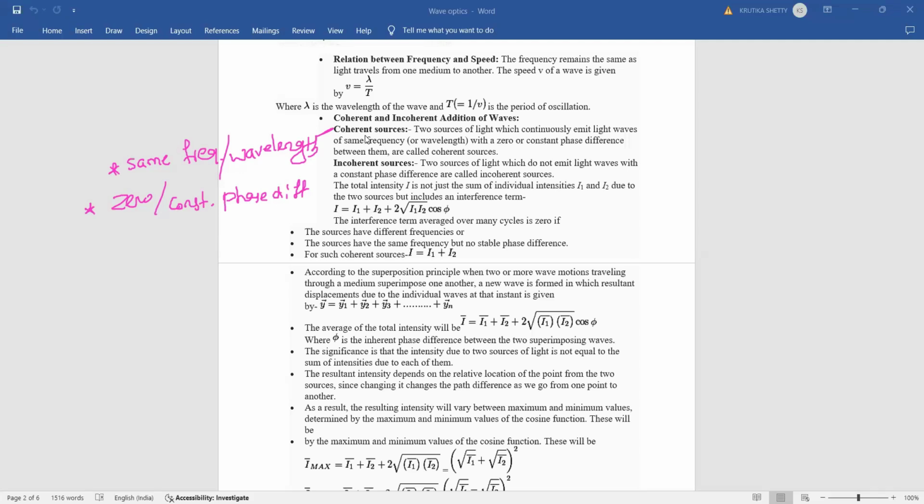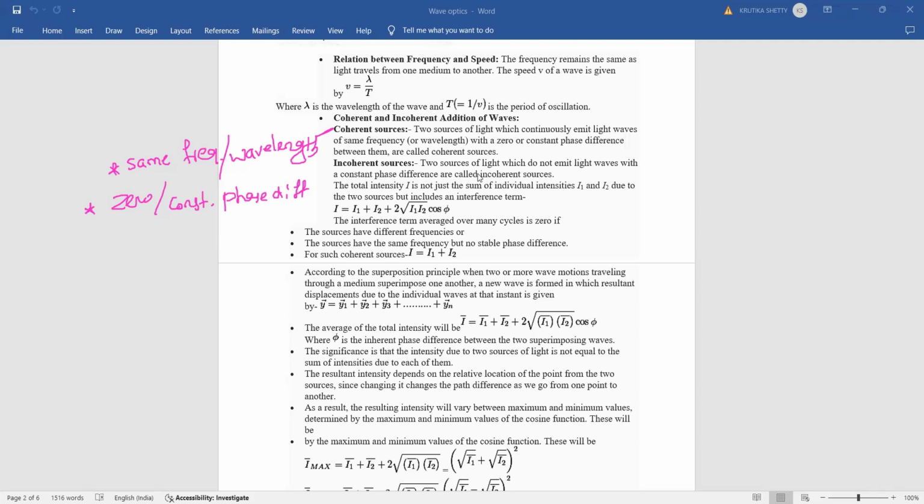Okay. Then what will be the incoherent sources? The incoherent sources do not emit light waves with a constant phase difference. So in coherent sources, there is a constant phase difference. In case of the incoherent sources, the phase difference is not constant. So those are called as what?